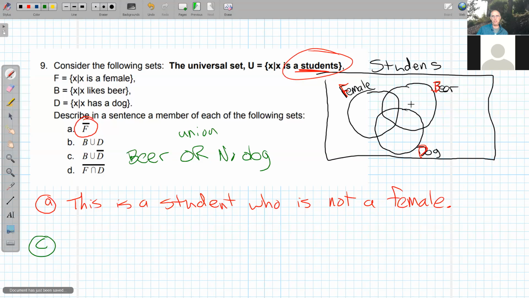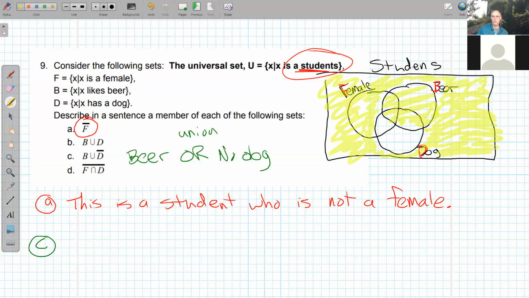Let's see, that would be everything inside the beer set. So I could shade beer. That is this one right here. And union just means put it together with everything outside of the dog set. So no dog, so outside the dog set. So that's my shading for this part. Sorry, I'm not very good at coloring within the lines completely here. So beer or no dog.